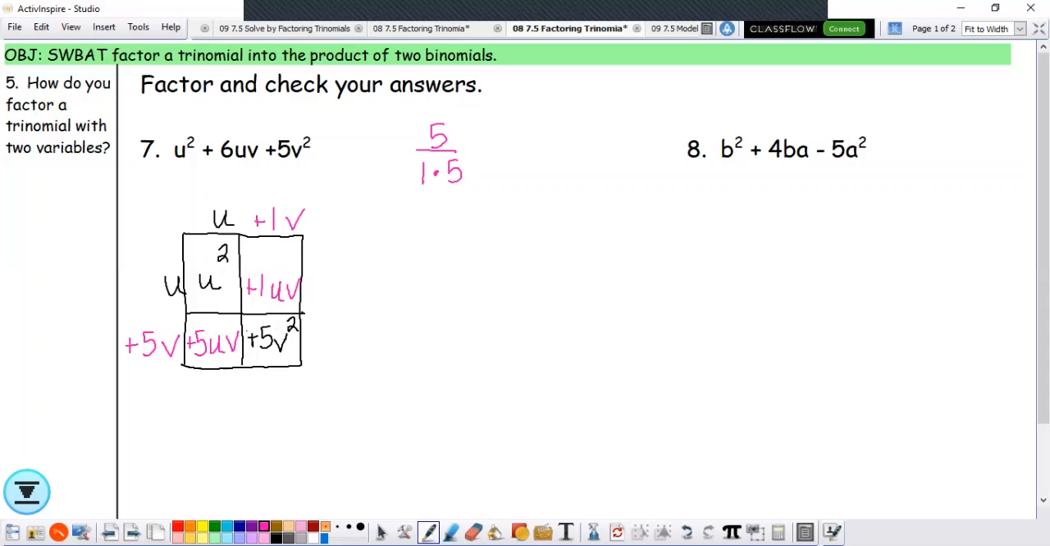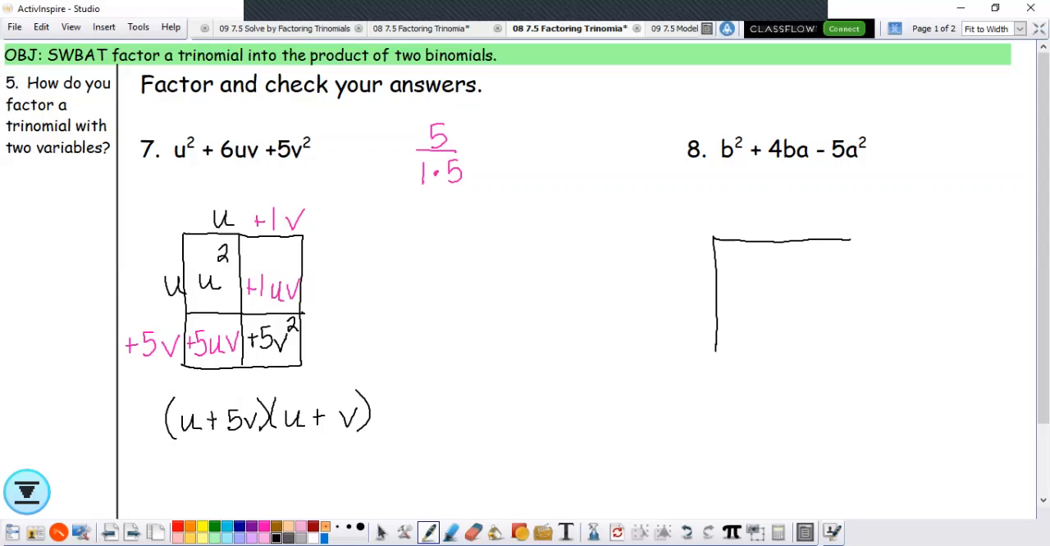So we have everything we need that we would get this trinomial with the two variables, and we can write this as u plus 5v times u plus v. You could write a 1v there. Just keep in mind that any sort of answer key most likely will not have a 1 there. So let's try this with number 8.